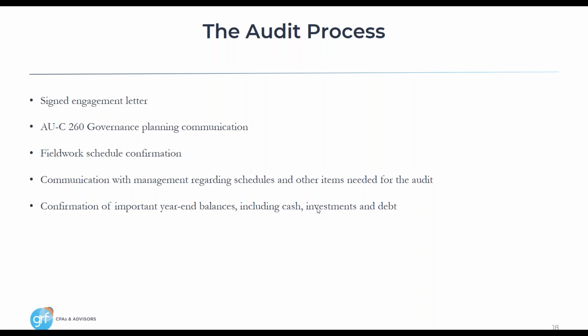Thank you, Omid. Now I will briefly discuss the audit process. After the board of directors or the audit committee, which is a subset of the board of directors, has approved the auditors, the first two documents that will be addressed to the board of directors are the engagement letter and the AU-C 260 governance planning communication letter. Both these documents will communicate and articulate the scope of work the auditor will be performing.